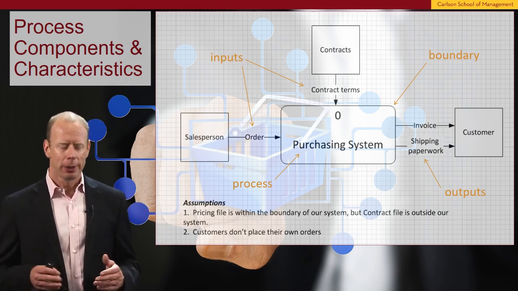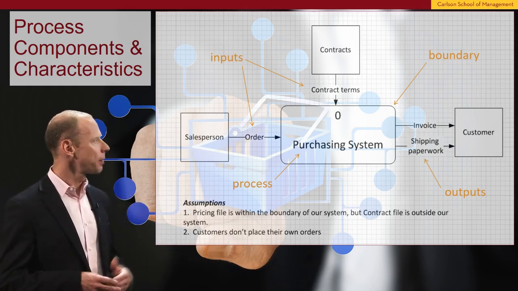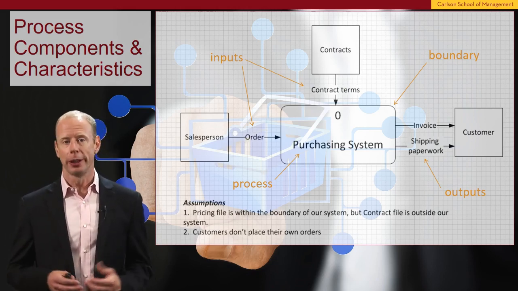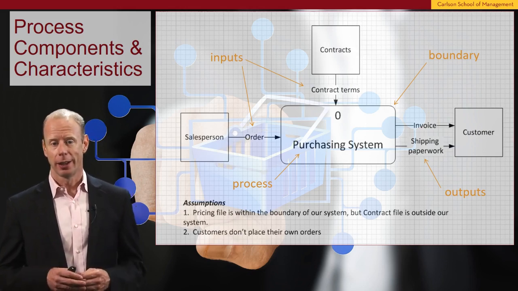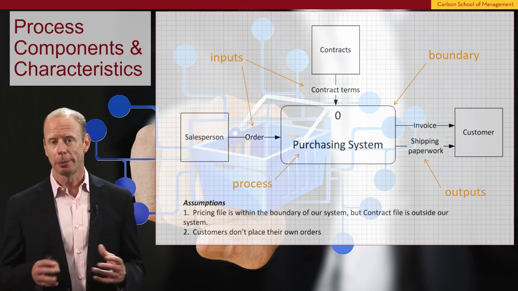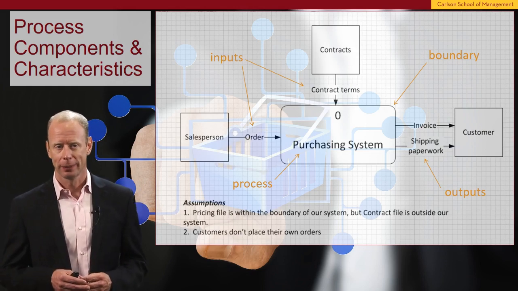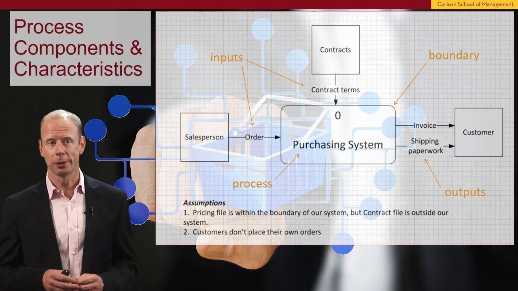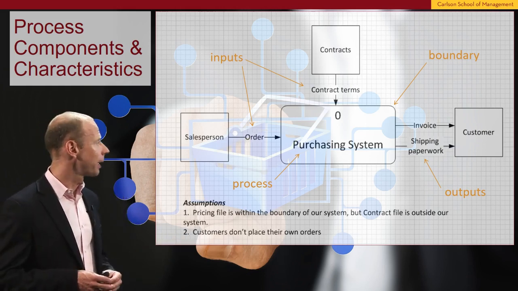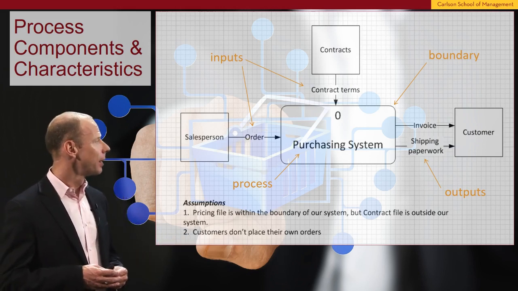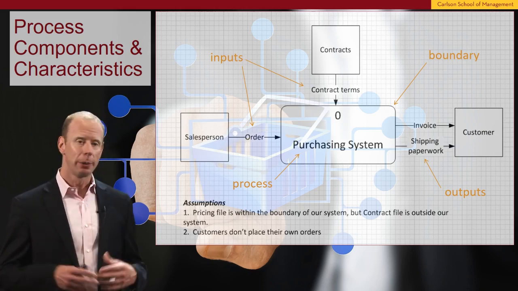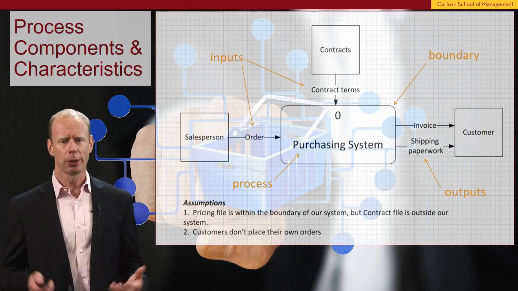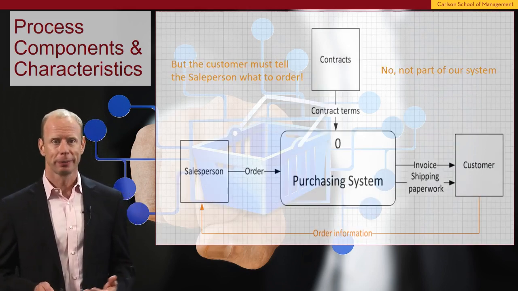Processes also have outputs. So in this case, you can see the invoice and the shipping paperwork eventually go to the customer. And then we also have some sort of boundary around the process. There are certain activities that go on that aren't necessarily part of the process that we might look to automate. It's also important when we're first defining the process to note any assumptions that we might have. So for example, here, the pricing file is within the boundary of our system, but the contracts file is not. And we also have an assumption in this case that customers don't place their own orders. This is important to the overall definition of the system.